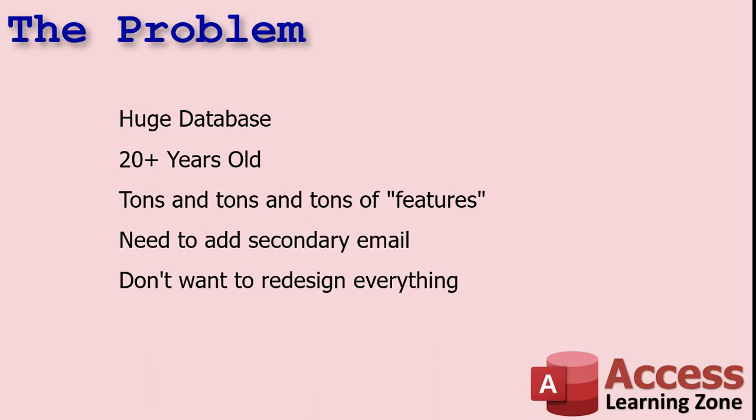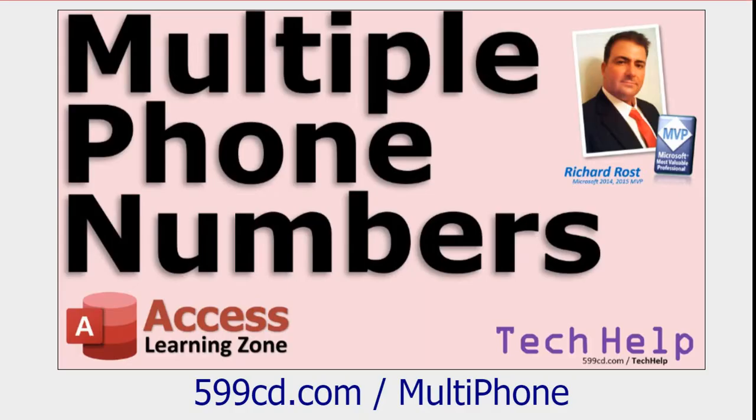Now, the proper way to set something like this up is to create a secondary table where you can have as many email addresses as you want in it. I have a whole separate video called Multiple Phone Numbers, where I basically show you the same thing, because you might have home phone, work phone, cell phone. Someone might have 5 phone numbers. Well, someone might have 8 email addresses, and you want to have them all in your database.